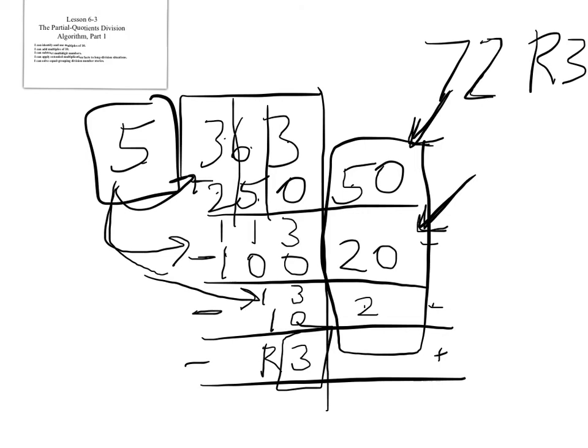So 72 with the remainder of 3 is the answer to 363 divided by 5. Okay? Let me do another one.